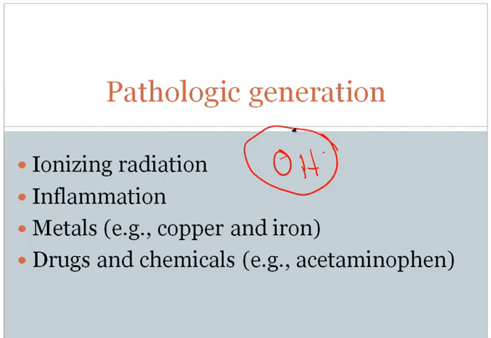And we should bear in mind that among all of the free radicals, the hydroxyl free radical is the most damaging, and that's something that examiners like you to know. So again, I'll repeat it. Of all of the free radicals, the hydroxyl free radical is the most damaging. Now, another mechanism by which free radicals can be generated, or are generated actually, is inflammation.